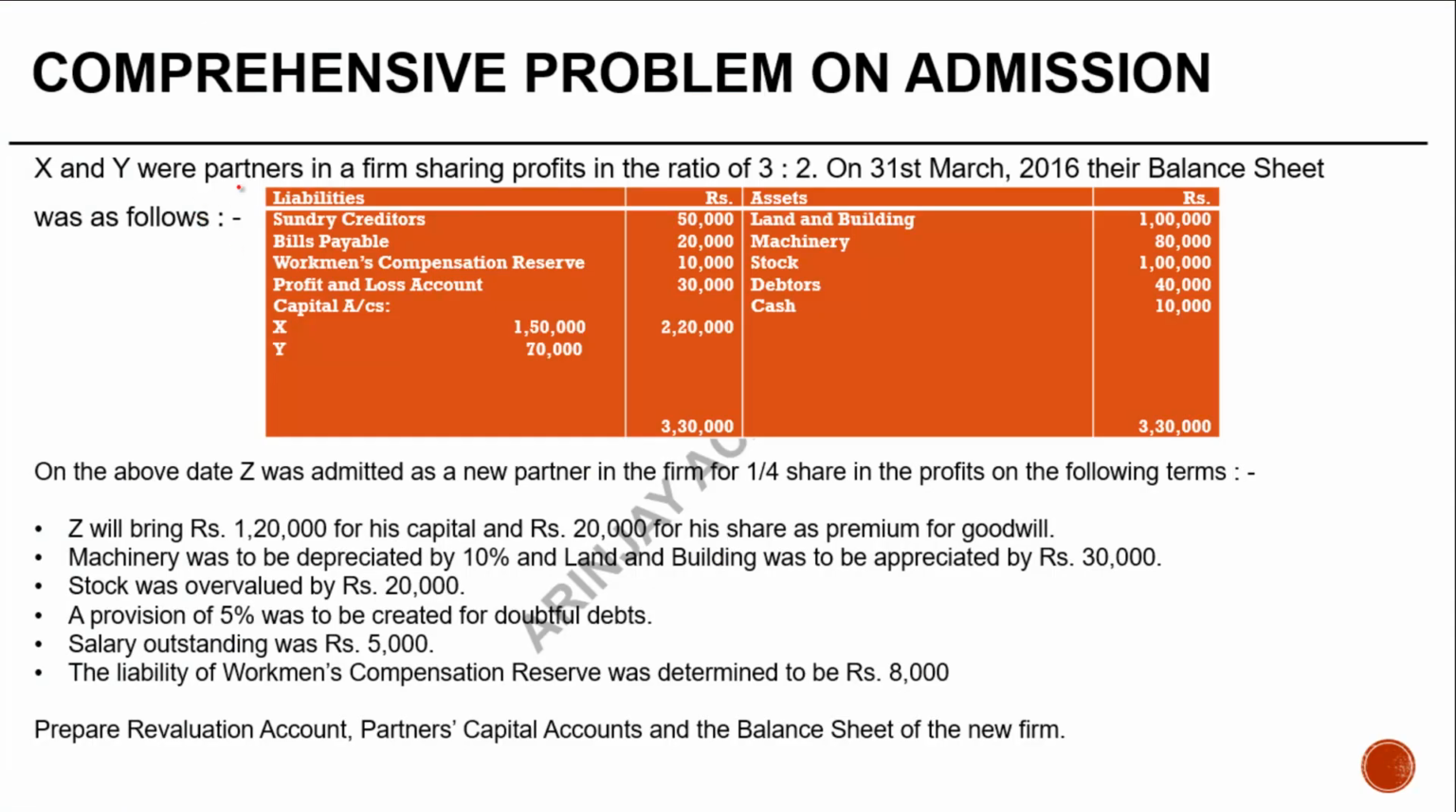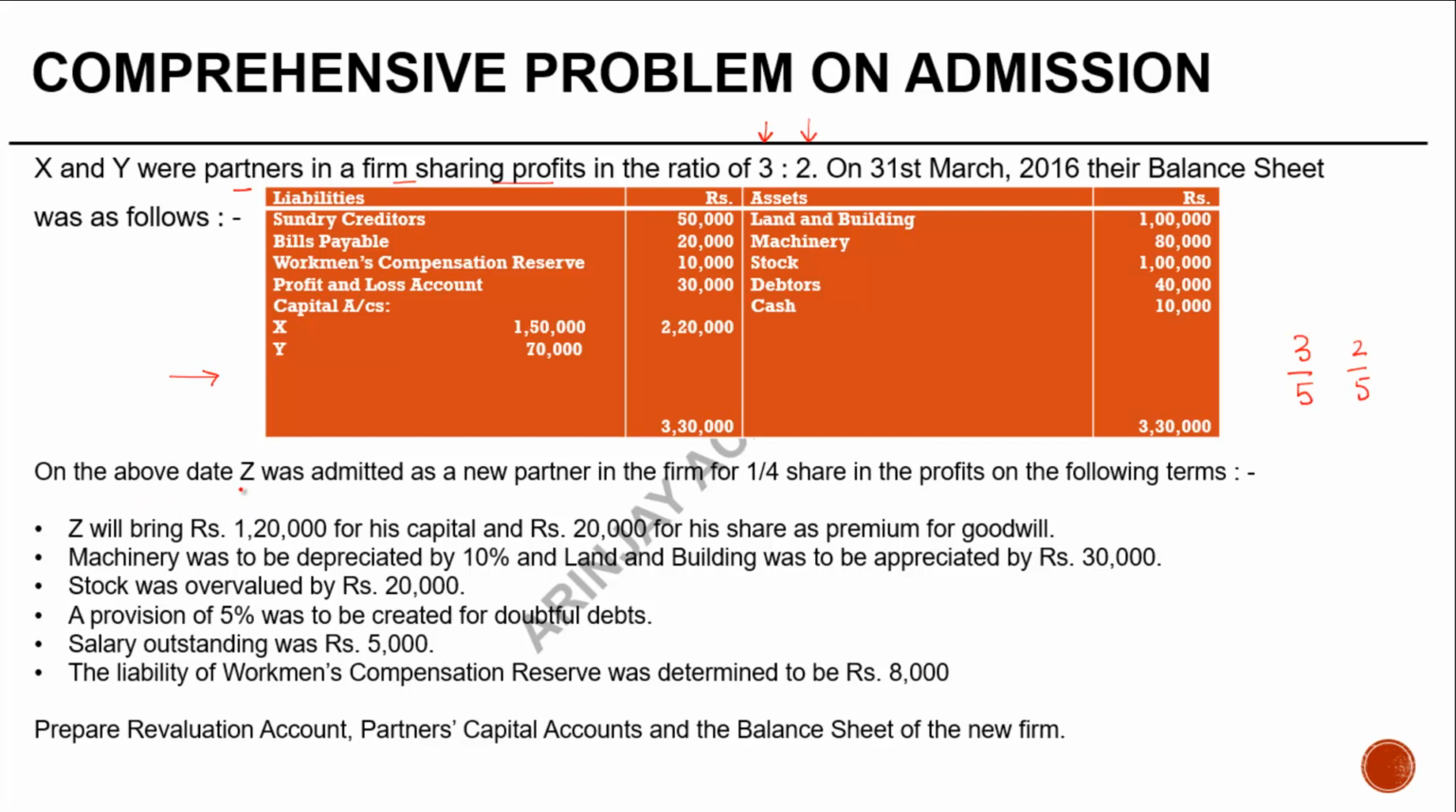X and Y were sharing partners in a firm, sharing profits in the ratio of 3:2. So they were sharing profits and losses in the ratio of 3/5 and 2/5. On 31st March 2016, their balance sheet was as follows. On the liability side, you have sundry creditor, bills payable, workman compensation, profit and loss account, and capital account of the partners. Then you have land, machinery, stock, debtors, cash, and all. Let's look at what is given in terms of the information. This is a fairly standard balance sheet, which is appearing here.